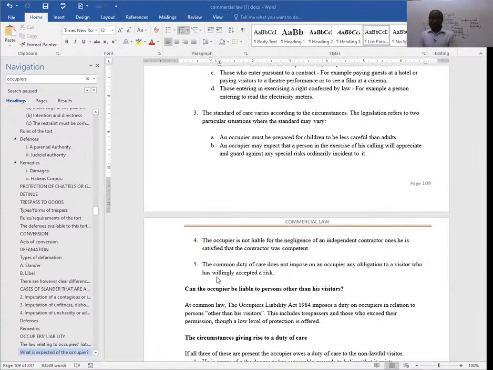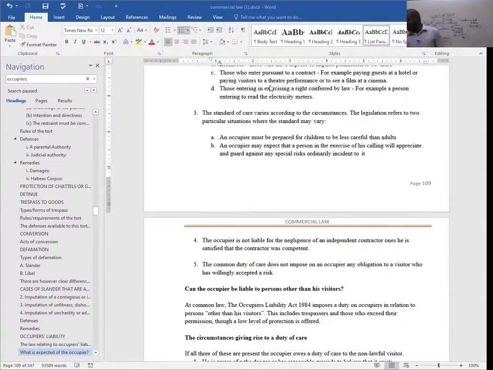So that is what we mean regarding the circumstances surrounding, for example, the standard of care, who can be held responsible, and when the occupier can be held responsible or not responsible.